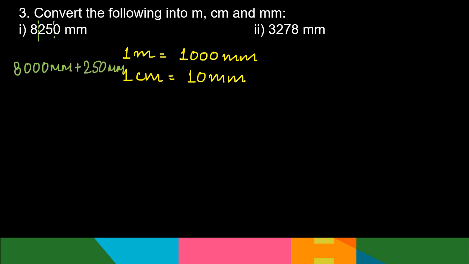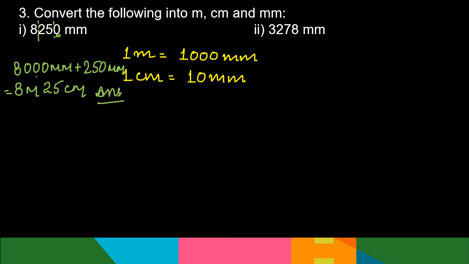Now this 8000 millimeter means 8 meter, because 1000 millimeter is 1 meter. 250 millimeter will be equal to 25 centimeter, because when we divide 250 by 10 we get 25. So 25 centimeter. Now at ones place, as we have 0, there will be 0 millimeter. No millimeter is there. So we can write it as 8 meter 25 centimeter.